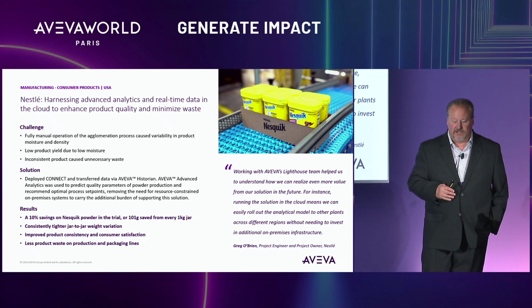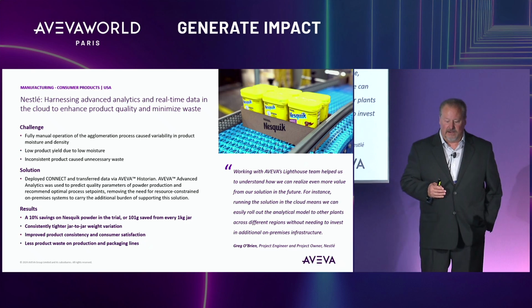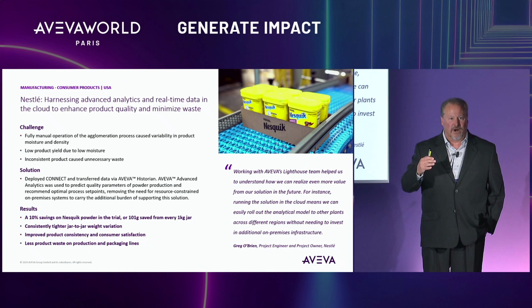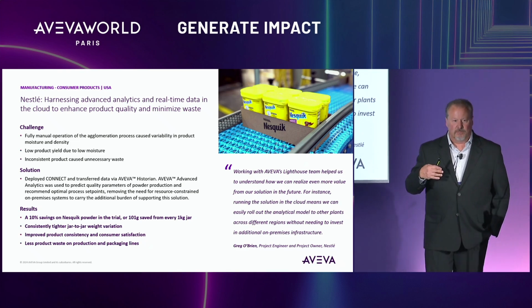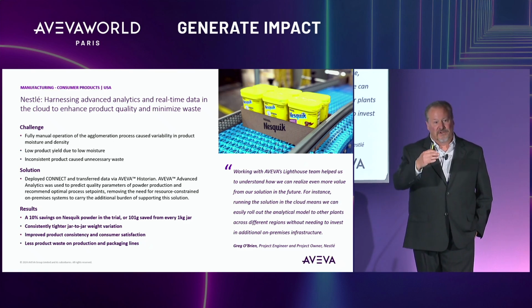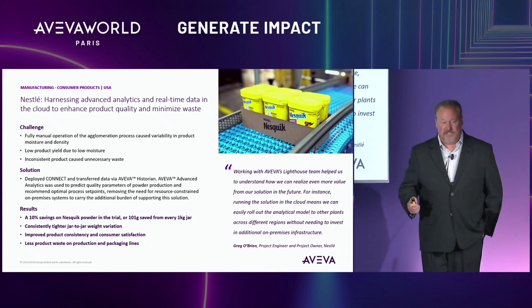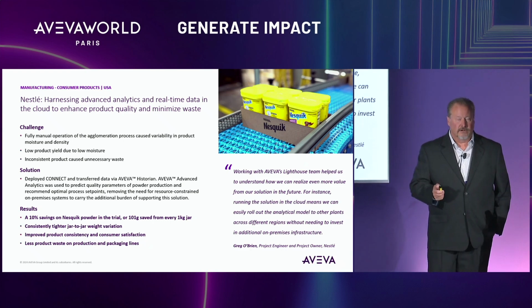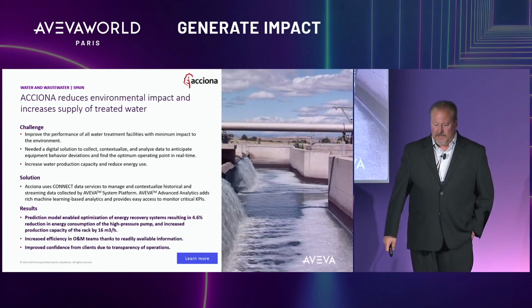And what they achieved was 10% savings on powder in the trial, so raw materials, and consistent jar weight in the product, which was causing a lot of consumer complaints, and they reduced waste significantly because they were putting the perfect amount in every time, and they didn't overproduce and didn't underproduce. Please go see that talk tomorrow. It's, I think, at 2:30, if I remember right, or maybe 2 o'clock.